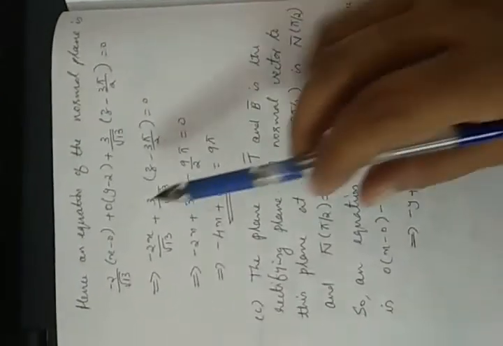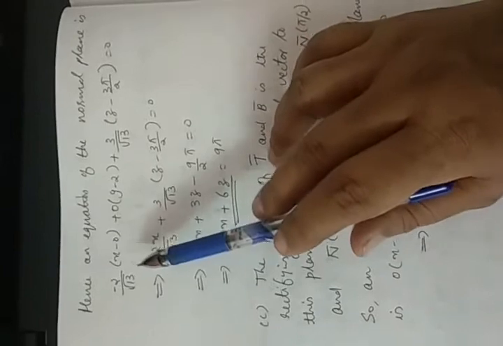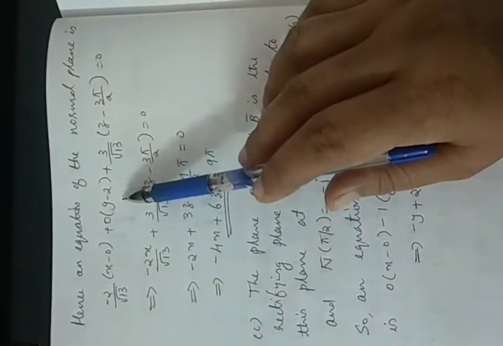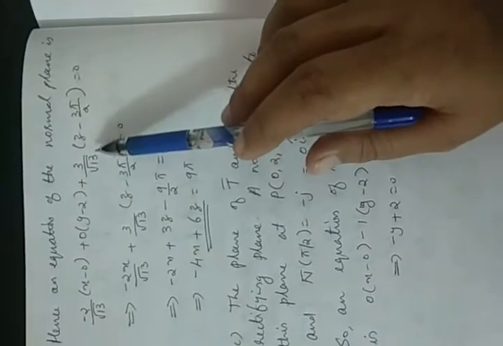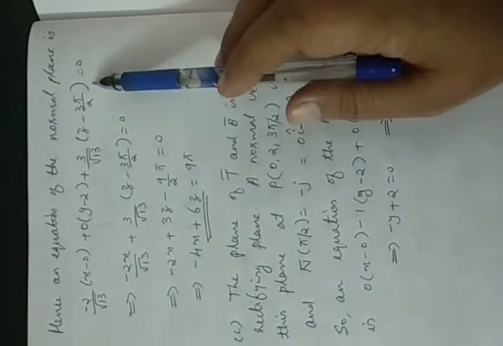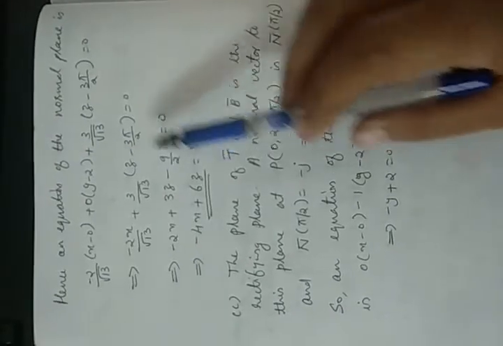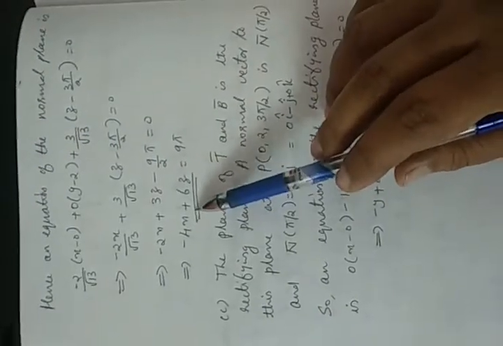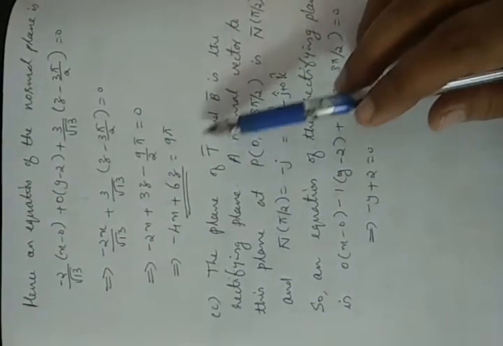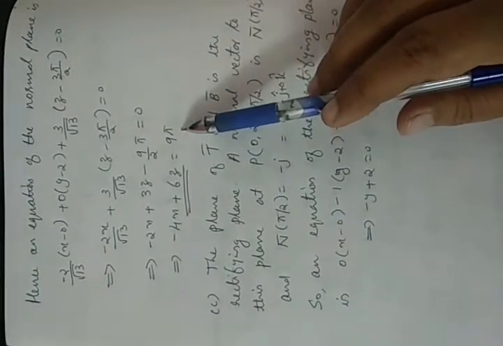So substituting, we get −2/√13 into (x − 0) plus 0 into (y − 2) plus 3/√13 into (z − 3π/2), that is equal to 0. Simplifying, we get −4x + 6z = 9π. So this is an equation of the normal plane.